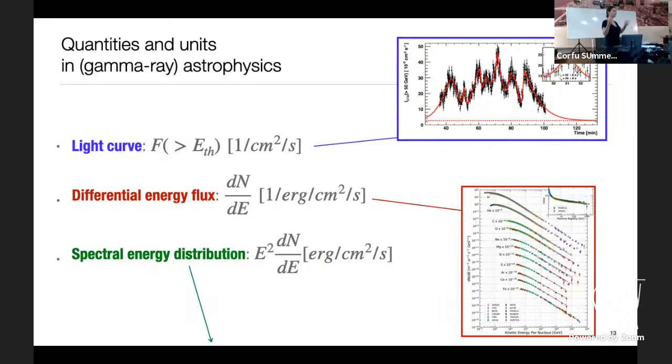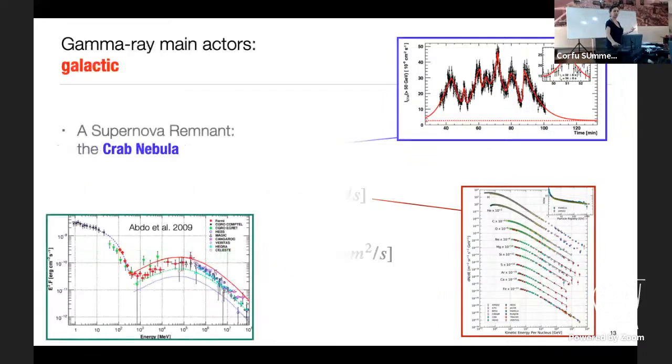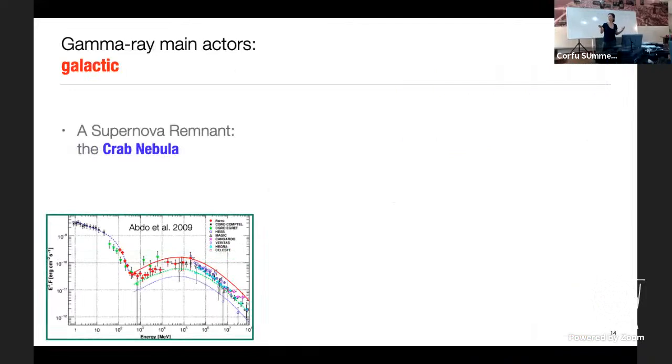Why do we use the same plot but multiplied by E squared? That's simple. Let's look again at the Crab nebula. If you plot the Crab flux, not the spectral energy distribution, but the flux, the dN over dE, the scale would be giant, okay? By multiplying by E squared, you somehow reduce the scale in the y-axis, and you are comparing not the number of photons at a given energy, but the energy density released in a process.